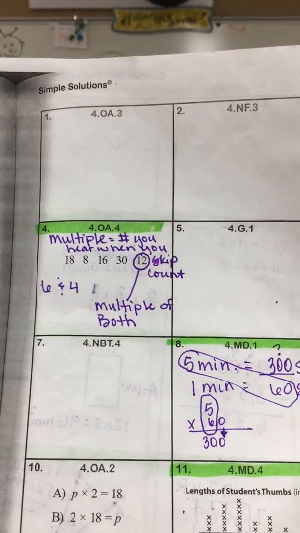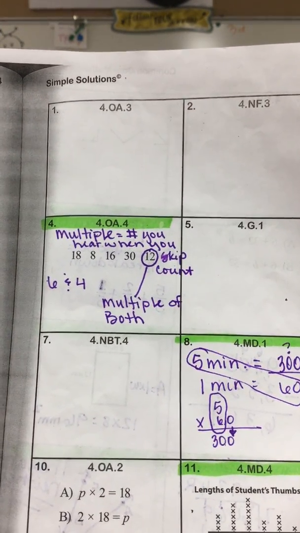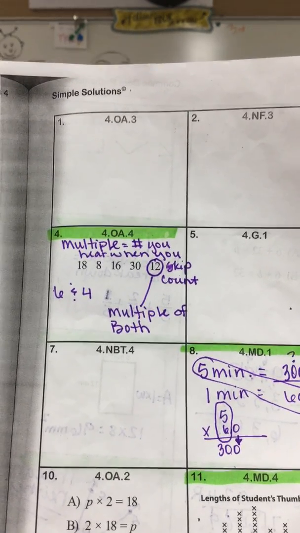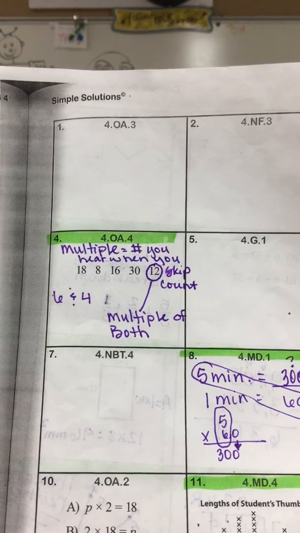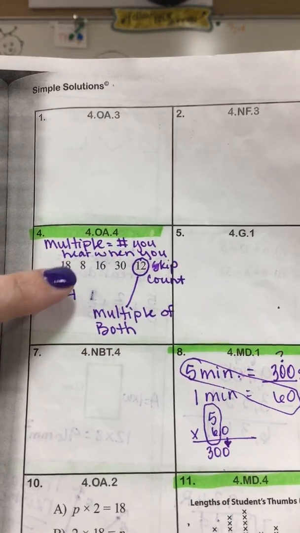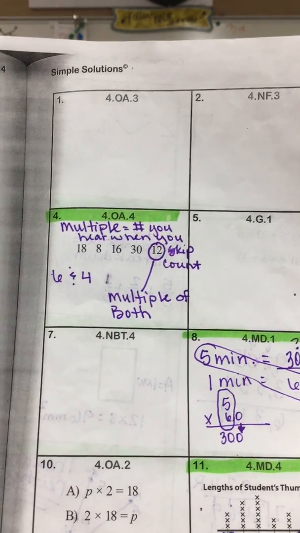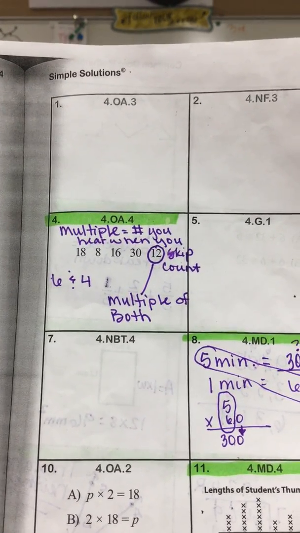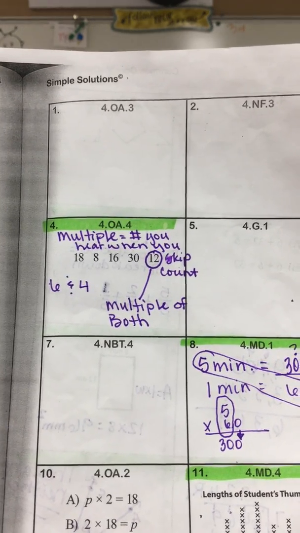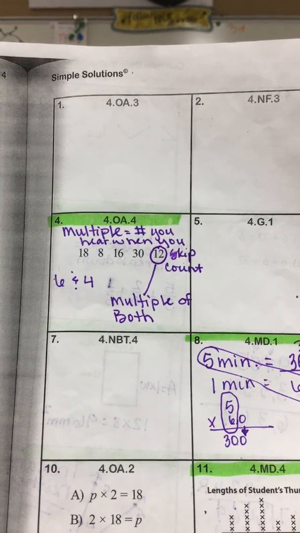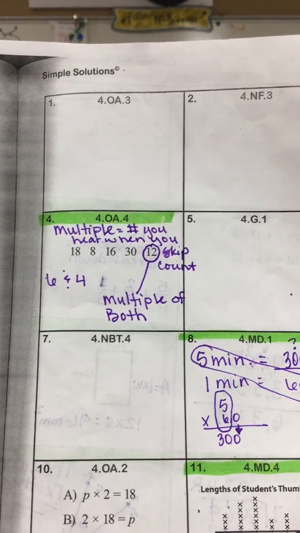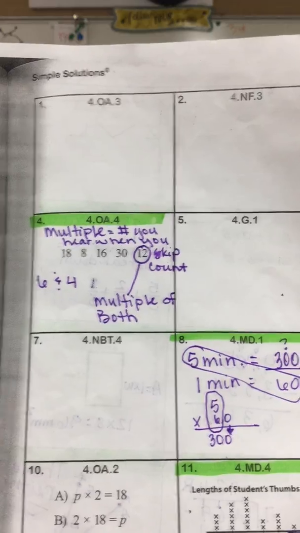On number 4, we're talking about multiples, which are numbers that you hear when you skip count. Whenever you're skip counting by a certain number, in this particular question they asked them which number of these choices were multiples of 6 and 4. So if you skip count by 4, would you hear 18, 8, 16, 30, or 12? And if you skip count by 6, which one would you hear, both of those numbers? That happened to be 12.